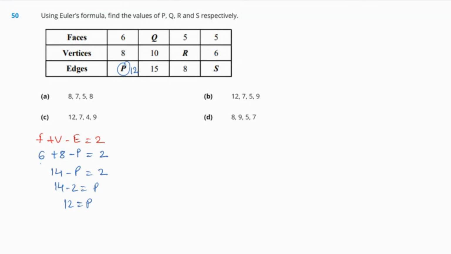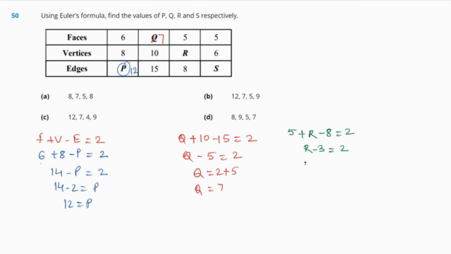Now the next one. Here faces are denoted by Q, so Q plus 10 minus 15 is equal to 2. Q plus 10 minus 15 gives us Q minus 5 is equal to 2. So Q should equal 2 plus 5, which gives us 7. So Q should be 7. Now the next one: faces are 5, and then vertices are 8 and R edges, so 5 minus 8 gives us minus 3. So R is equal to 2 plus 3. So R gives us 5. So the value of R needs to be 5.